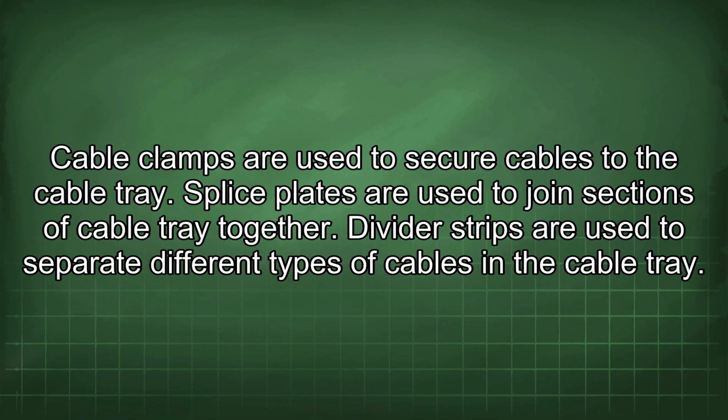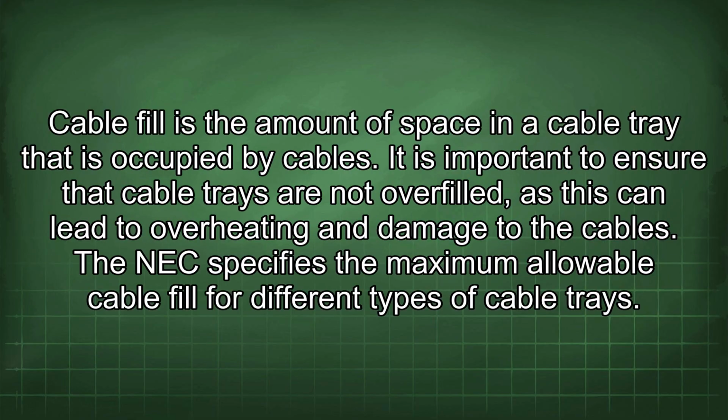Cable clamps are used to secure cables to the cable tray. Splice plates are used to join sections of cable tray together. Divider strips are used to separate different types of cables in the cable tray. Cable fill is the amount of space in a cable tray that is occupied by cables. It is important to ensure that cable trays are not overfilled, as this can lead to overheating and damage to the cables. The NEC specifies the maximum allowable cable fill for different types of cable trays.